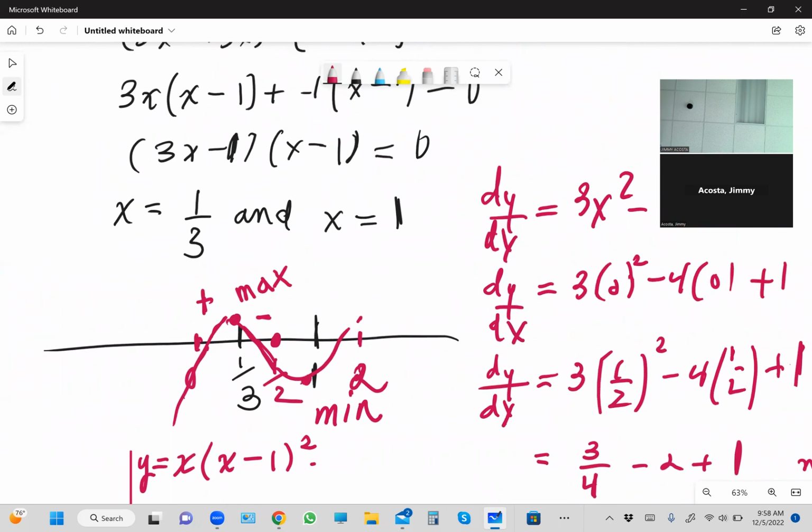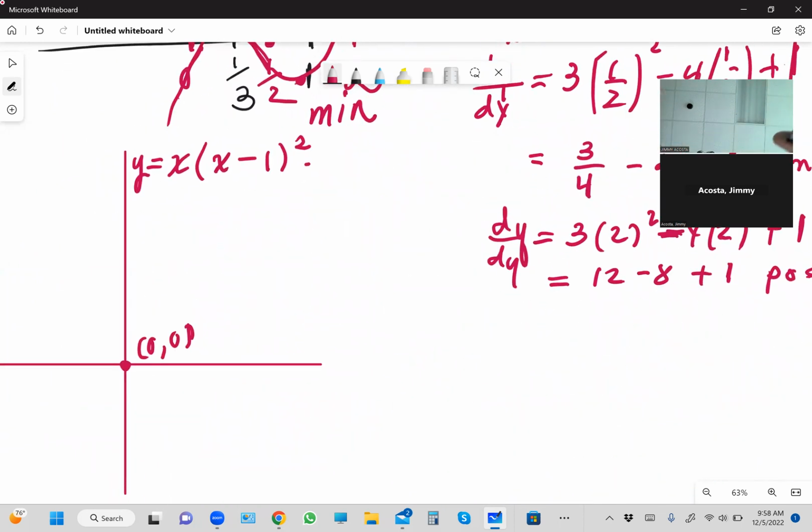Where's our solutions? 1 and 1/3. So if we put 1, what do we get? 0, yes. We get 1, comma 0.